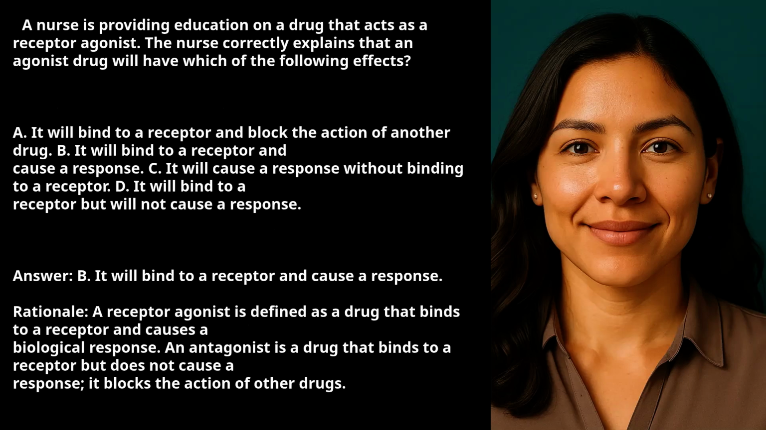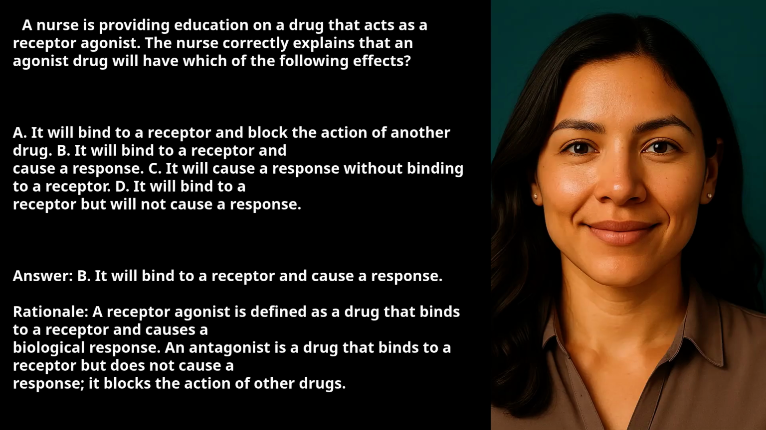A nurse is providing education on a drug that acts as a receptor agonist. The nurse correctly explains that an agonist drug will have which of the following effects? A. It will bind to a receptor and block the action of another drug. B. It will bind to a receptor and cause a response. C. It will cause a response without binding to a receptor. D. It will bind to a receptor but will not cause a response.